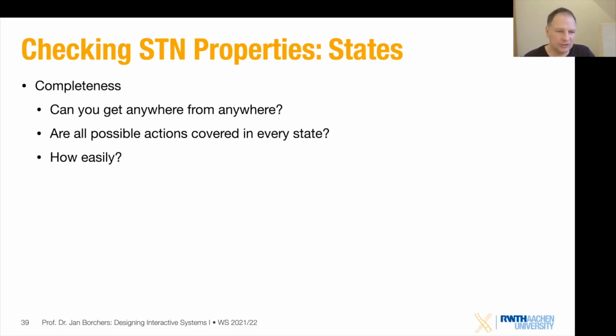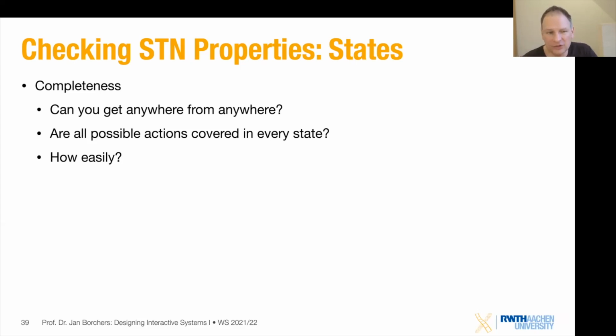and you can easily verify that with formal methods for state machines, for automata. Another thing that you can verify is, are all the possible actions actually covered in every state? Meaning, does every state tell me what to do if the user does any of the things that they could possibly be doing? By default, if I don't specify a user action in my STN as a possible transition out of a state, it means that I should ignore it, right? The system should ignore the user input.